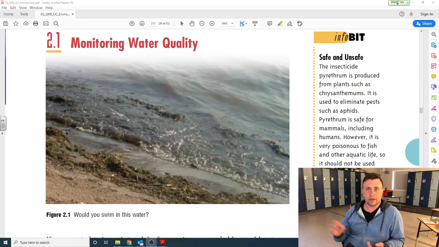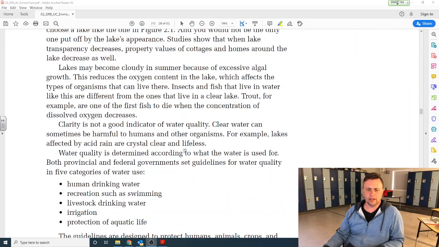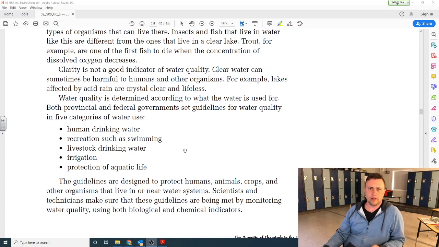A lot of this stuff we talked about last year, so it shouldn't be anything too crazy. You guys should be aware that the water you get to drink out of the tap has been treated. You probably would not be all that prone to drinking the water that is flowing down the Wapiti River. But there are people in the world that do drink water very similar to that or worse.